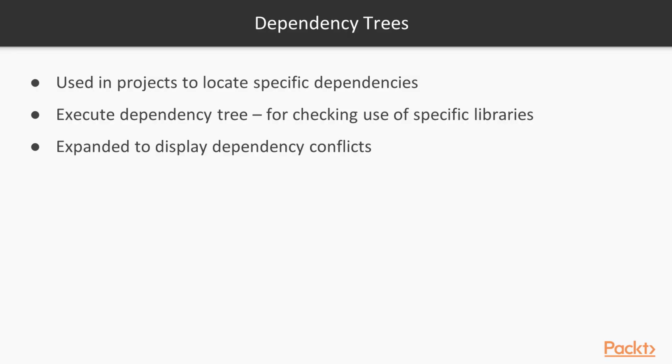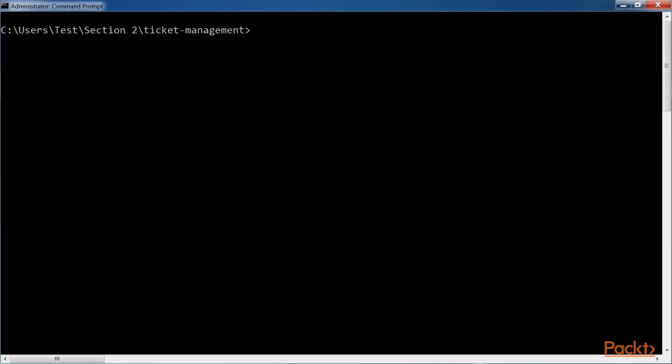Now we will move on to the next topic, that is, dependency trees. Dependency trees can be used in projects to locate specific dependencies. If you are wondering about any specific libraries, such as why it's used, you can check by executing a dependency tree. Also, a dependency tree can be expanded to display dependency conflicts. We have navigated to our project folder as shown on the screen to execute the mvn dependency:tree command. Let's type the mvn dependency:tree command.